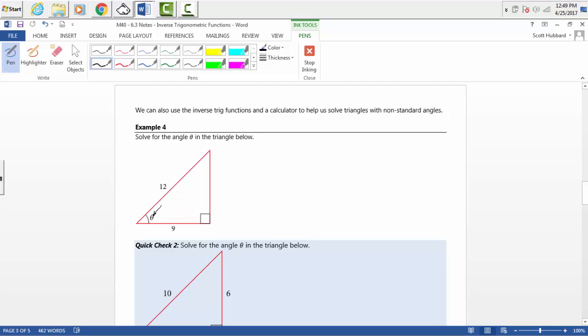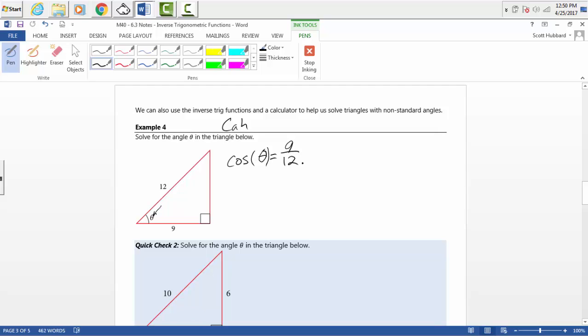So for instance, take a look at this one. Here's the theta, here's the unknown. This is what I want to find. If I set up a trig ratio, according to this theta I have adjacent and I have hypotenuse. So I need to think, which one of the trig functions involves adjacent and hypotenuse? I rack my brain and I remember, oh, SOH CAH TOA, so it's cosine. So if I set this up correctly, it's going to be cosine of the angle is equal to adjacent over hypotenuse.